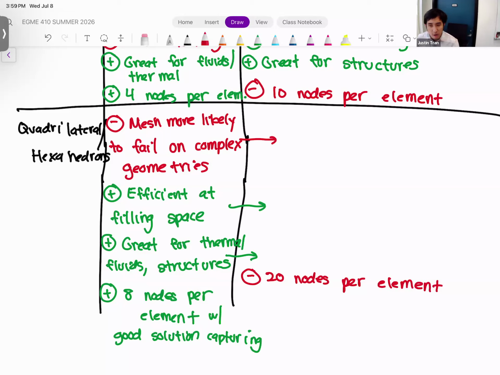Okay, so we have 20 nodes per element, and that is not cheap. But the bright side is that, among those 20 nodes, we are able to capture a very wide variety of different types of solution variation. Basically, any combination of X, Y, and Z, the quadratic hexahedron has it covered.